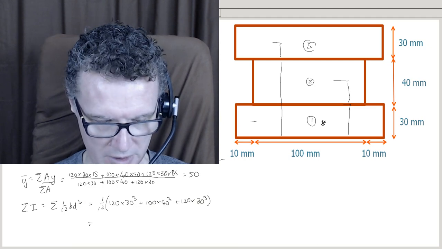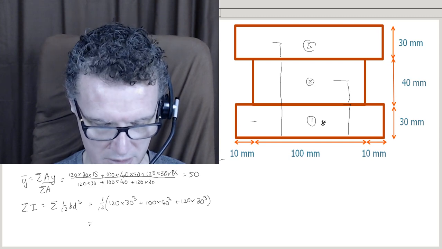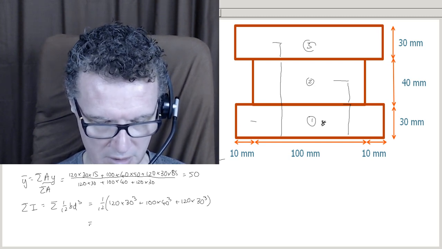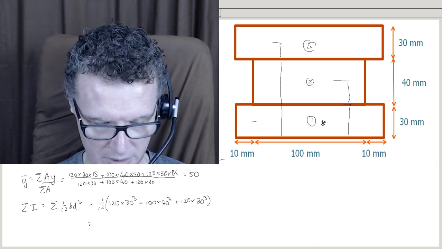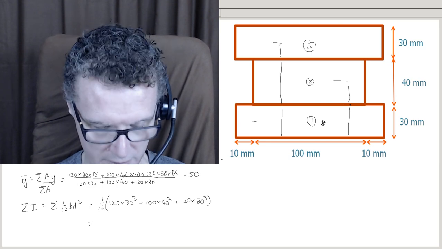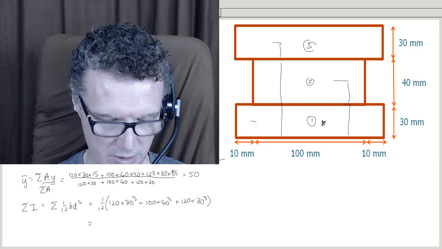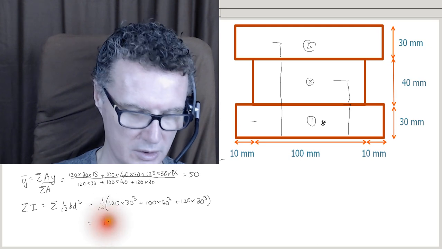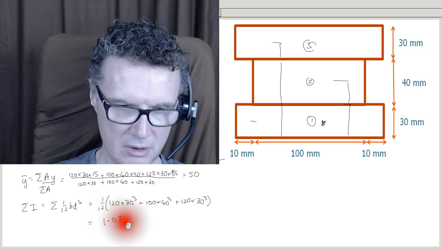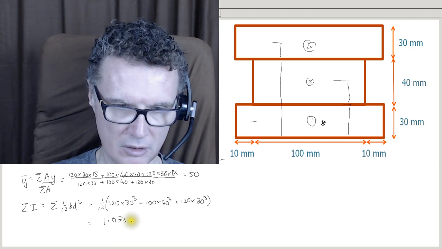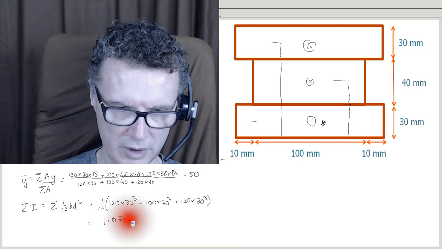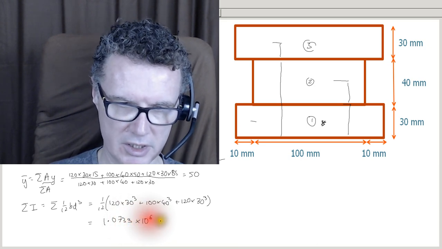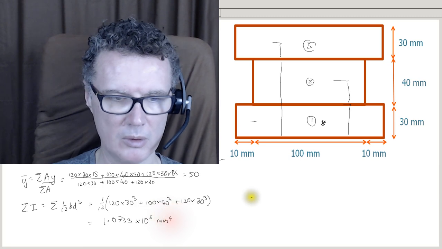So 120 times 30 to the power 3 plus 100 times 40 to the power 3 plus 120 times 30 to the power 3. Now let's divide that by 12. Press the enter button and you get 1.073, a lot of threes, so to 5 significant figures that's 2.4 times 10 to the 6 millimeters to the power 4.